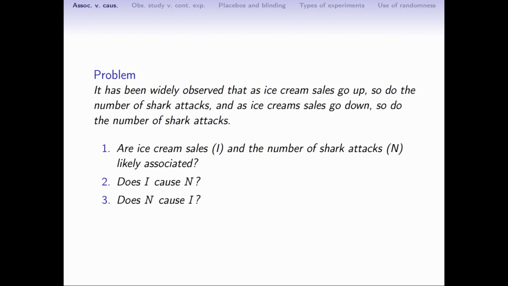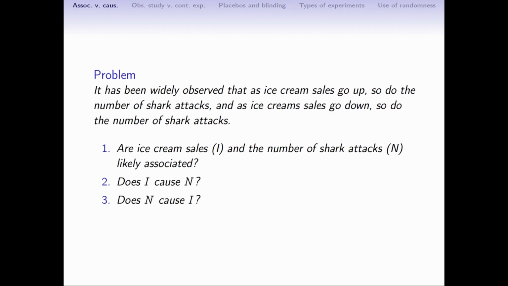Now, let's take a look at these follow-up questions, though. Does I cause N? Now, remember, to distinguish between mere association and causation, we now have to play the following game. We have to ask ourselves, if I'm able to actively change the variable I, am I going to see a corresponding change in the variable N? So in asking, does I cause N, I'm asking myself, if I actively control the sale of ice cream, is that going to have a sympathetic change in the number of shark attacks?